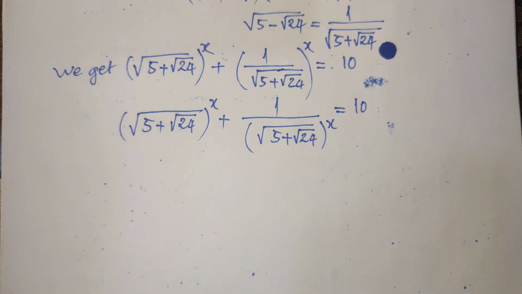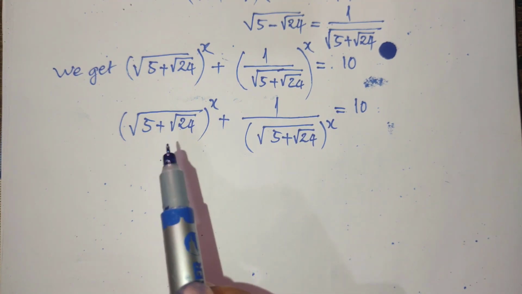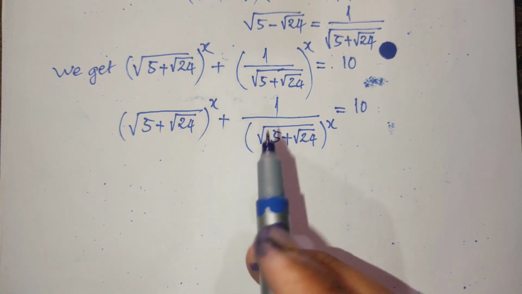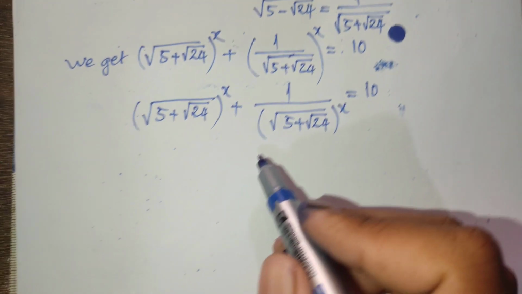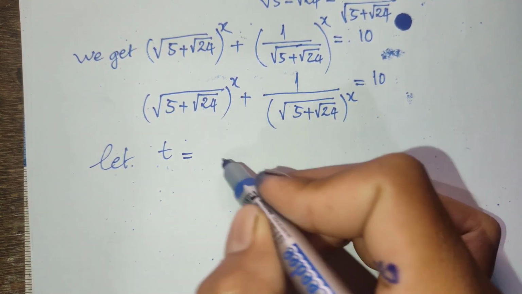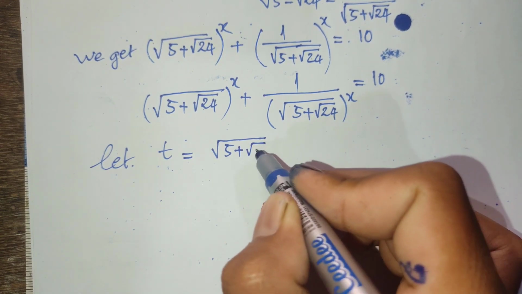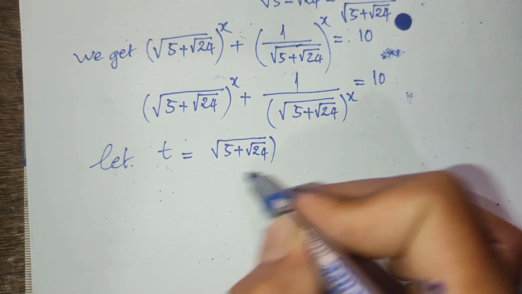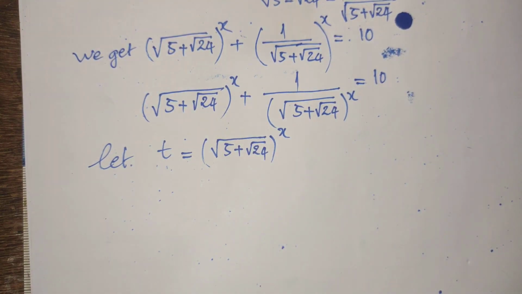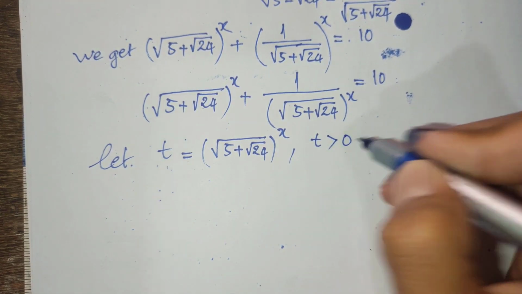Okay, now this. Let me see. It is the same. So now we can let t be another variable. Let t equal (square root of 5 plus square root of 24) all to the power 8. Now we know that this is an exponential function, so it must be positive. So we get t is positive.